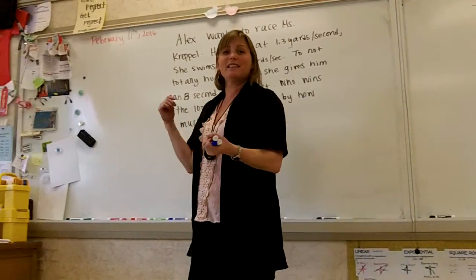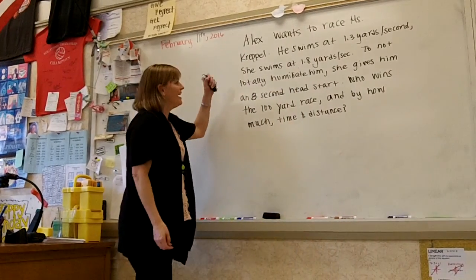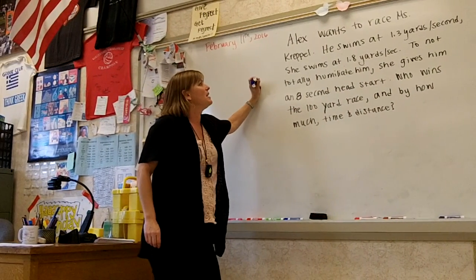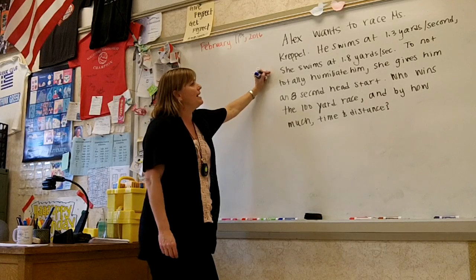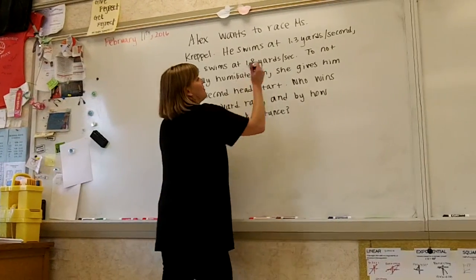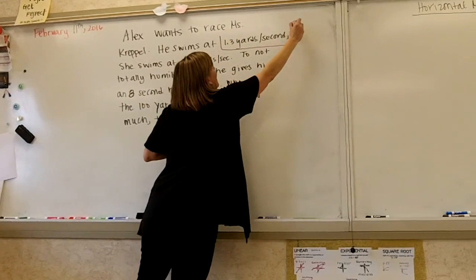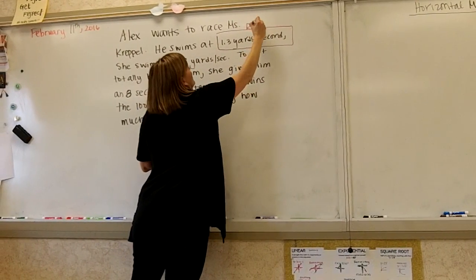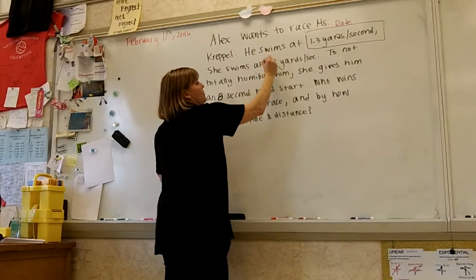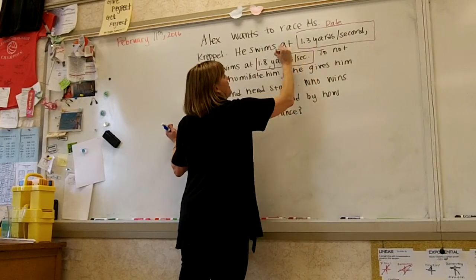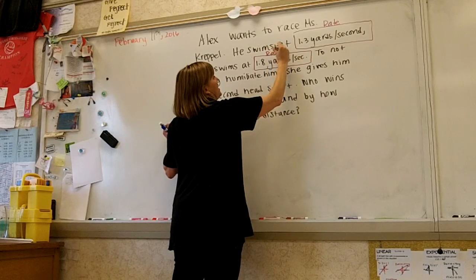So over here, look at this. Hey, a problem appears on the board. So Alex wants to race me, I'm Miss Kreppel, and he swims at 1.3 yards per second. So that is a rate. And I swim at 1.8 yards per second, which is another rate.